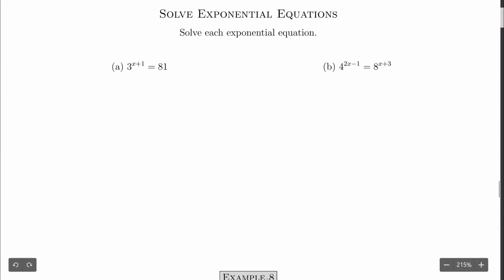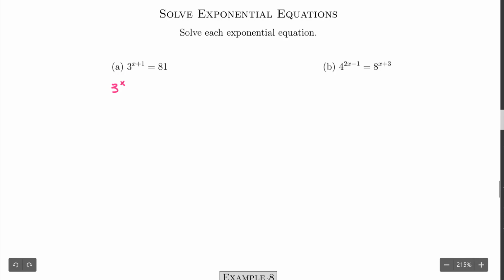Solving exponential equations is something that's very simple to do. It just takes a little practice. You're going to have to look for ways to write these functions with similar bases. Without the same base, it makes them very difficult to solve. So the first one we have, on part A, is 3 to the x plus 1 is equal to 81. We want to solve that for x.